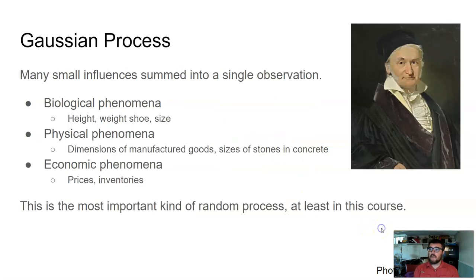So then a Gaussian process is what happens when there are many small influences summed into a single observation. So things like height, weight, shoe size. I need to change the comma on that. Physical phenomena like the dimensions of manufactured goods, size of stones in concrete, economic things like prices and inventories. Many, many, many things in real life can be modeled or considered to be the result of the adding together of many small random effects. And so that turns out to be the most important kind of random process. It's the sum of many small random processes. So we're going to look a lot at Gaussian things.